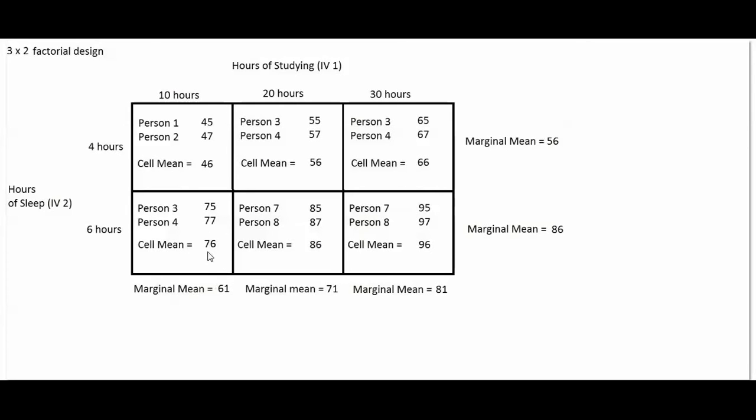So this is the mean of all 4 people in column 1. This is the mean of all 4 people in column 2. This is the mean of all 4 people in column 3. This is the mean of all 6 people in row 1. And this is the mean of all 6 people in row 2.